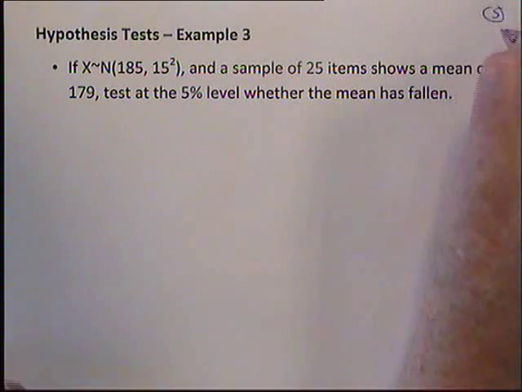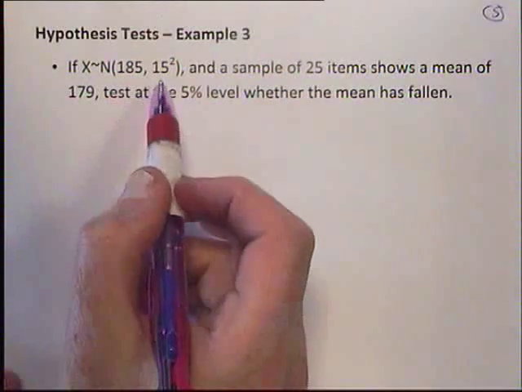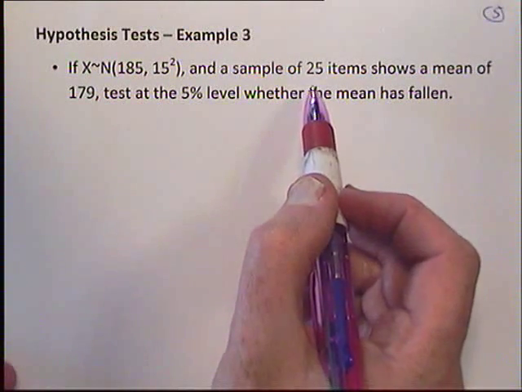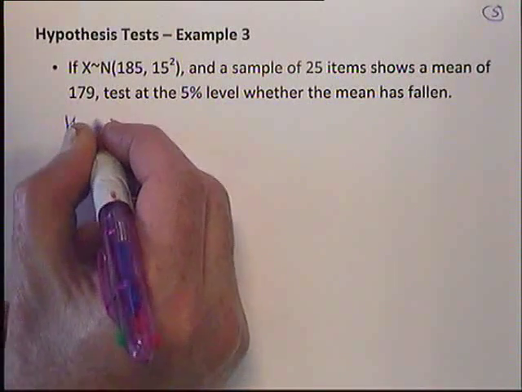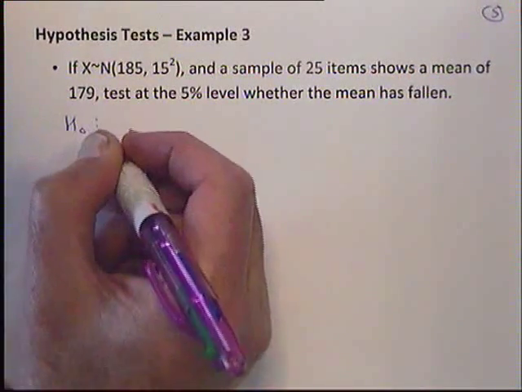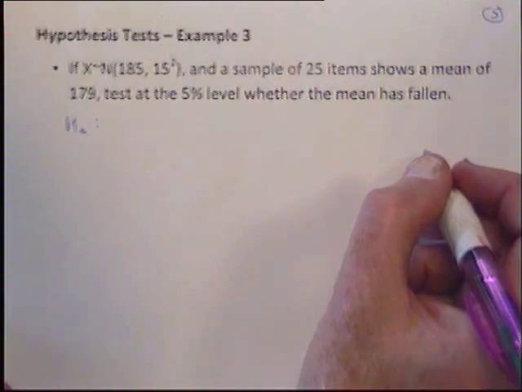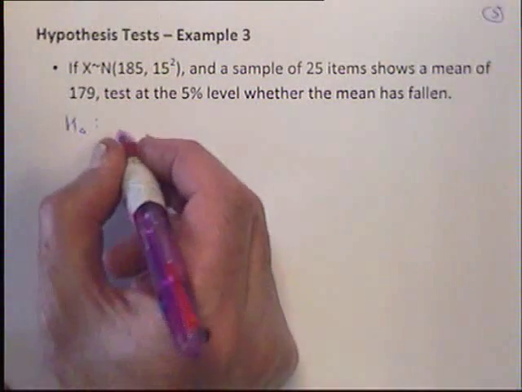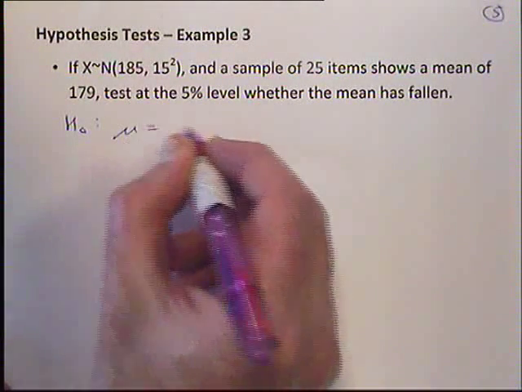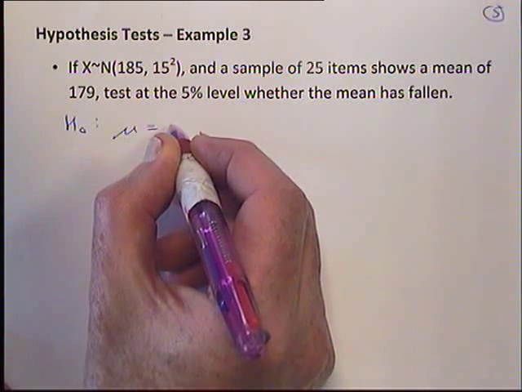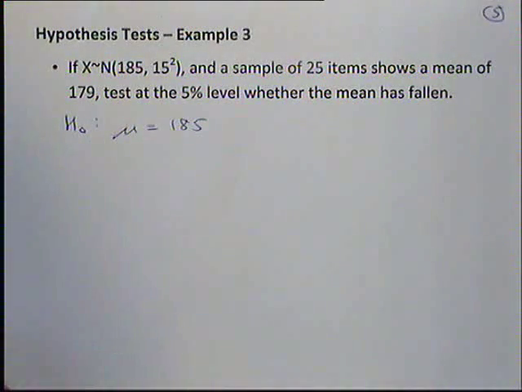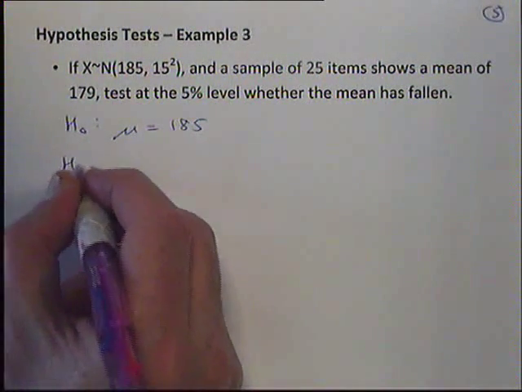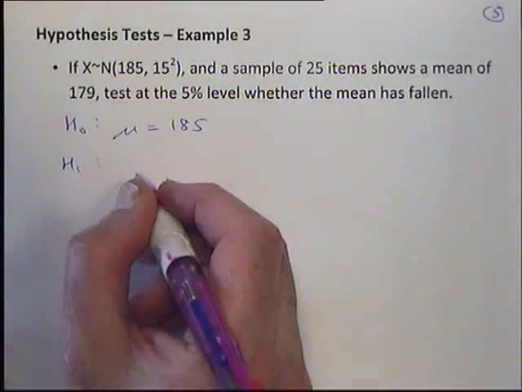Okay, example 3. If X is normally distributed 185, 15 squared, and a sample of 25 items shows a mean of 179, test whether the mean has fallen. Right, H naught, and I am going to ask Ed to nominate somebody. Ellie, what's H naught? Yep, nothing's changed. What we're told is true. That's H naught.